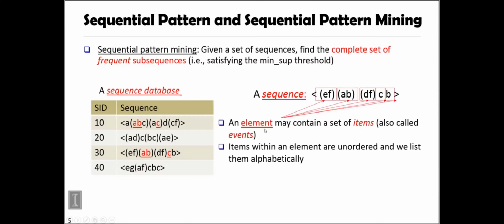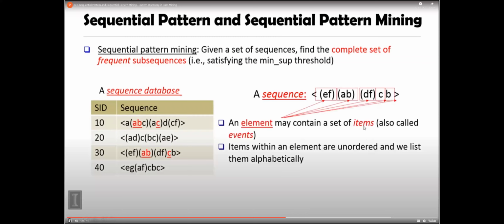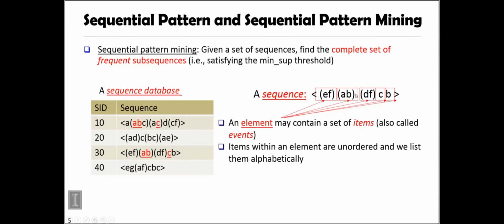That means each one of these you can think of as an element. It may contain a set of items, or you call them events. Then one event may follow another one. The items within the event, the order is not important because they are in the same shopping basket. But for our convenience, we can sort them alphabetically. Then what is a subsequence?